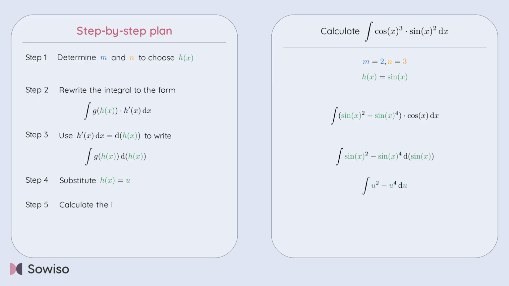Finally, in step 5, we can calculate the integral. We find that the integral of u squared minus u to the power of 4 is equal to u to the power of 3 over 3 minus u to the power of 5 over 5 plus c. In our last step, we substitute u as h of x back into the answer. We obtain sine of x to the power of 3 over 3 minus sine of x to the power of 5 over 5 plus c as final answer.